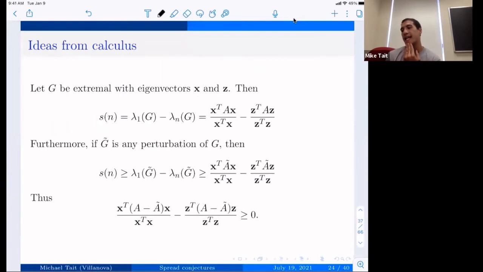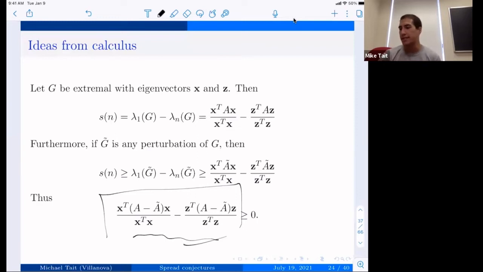What this means is that this quantity, which is the spread of the extremal graph minus a lower bound for the spread of this perturbed graph, always has to be positive. Otherwise you didn't start with an extremal graph. If this is negative, then you've done something to increase the spread. If you do a small perturbation of your matrix, this quantity is easy to understand, and it has to be positive. And this is going to tell you something about your graph structure.